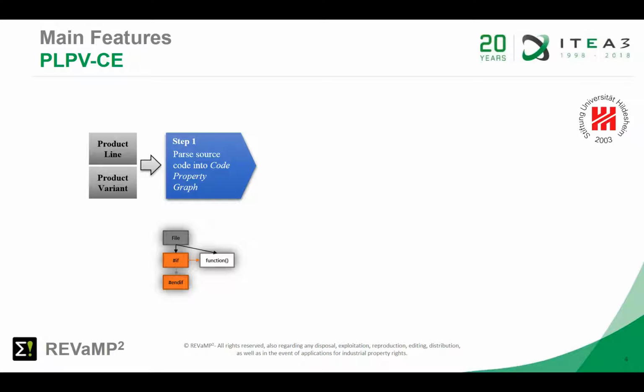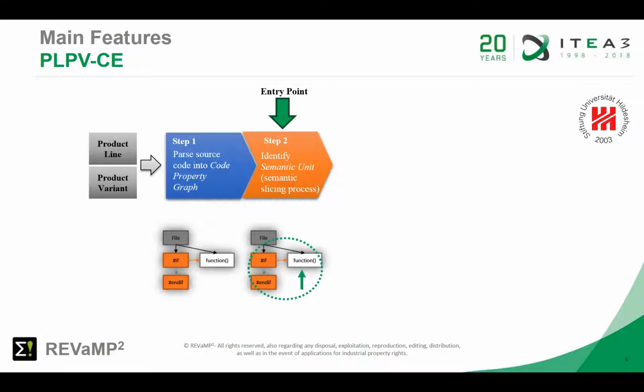Based on this code property graph, the next step of the process is to identify the semantic unit with the use of semantic slicing techniques. In order to apply the slicing algorithm, the developer has to define an entry point in the source code for which the slice shall be created. This point marks the point of interest, like the definition of a function or a certain configuration option.